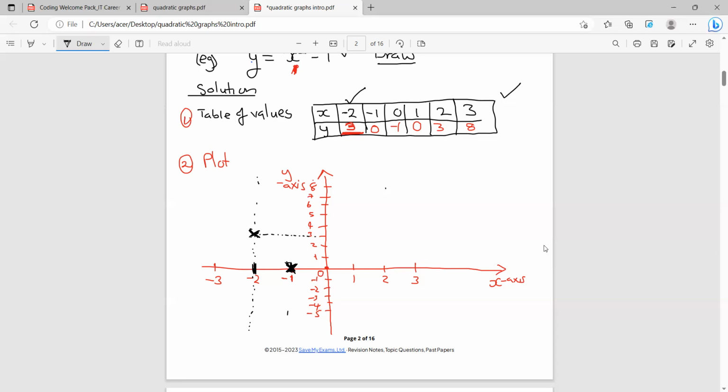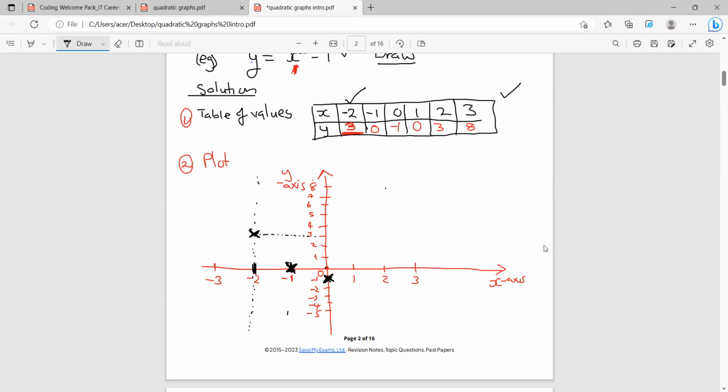Then we move on to the last. If x is 0, we get -1. You go to x is 0 right in the middle of the graph. You go up or down looking for y. So for us to get y, should we move up or down? Down. So we're going down until we reach y is what? -1 there.